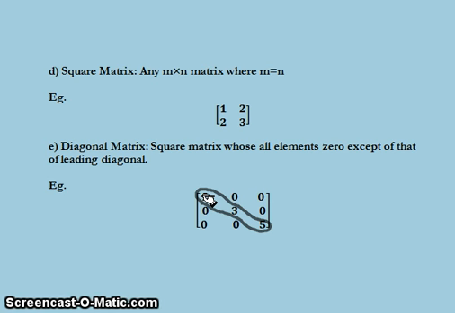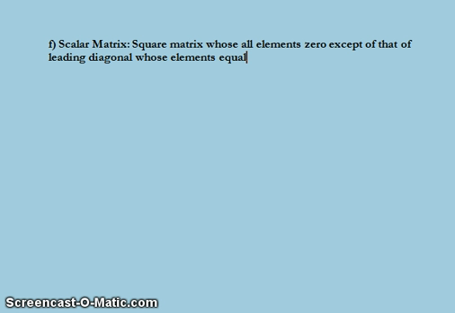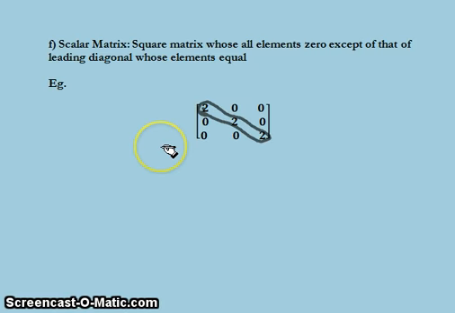diagonal matrix. Another type of matrix is a scalar matrix, which is a type of diagonal matrix and has all the elements of the leading diagonal equal. For example, in the given matrix, we have all the elements equal to 0 except for that of the leading diagonal whose all elements have the value of 2. Thus, this matrix represents a scalar matrix.